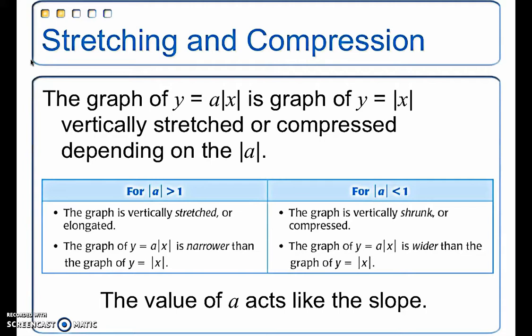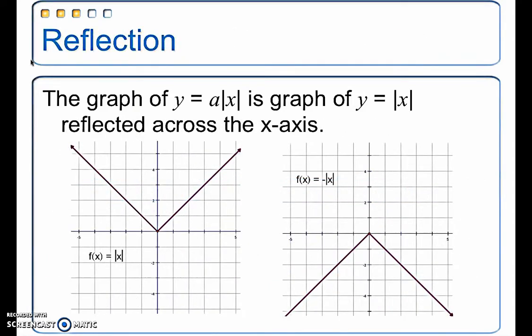Depending on a, it will be vertically stretched if a is greater than 1. So if the number out here is bigger than 1, this is the formal definition, it's going to stretch, and if it's less than 1, it will compress. And this is a really good point, that the value of a acts like a slope.